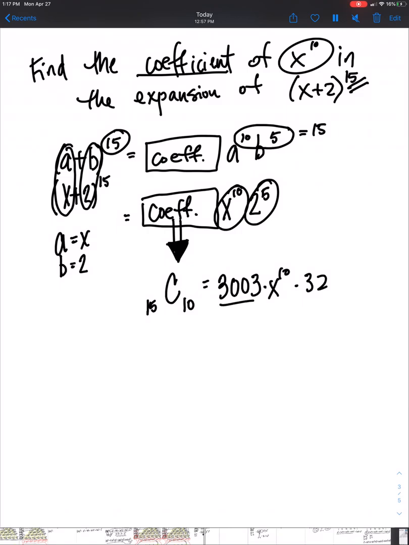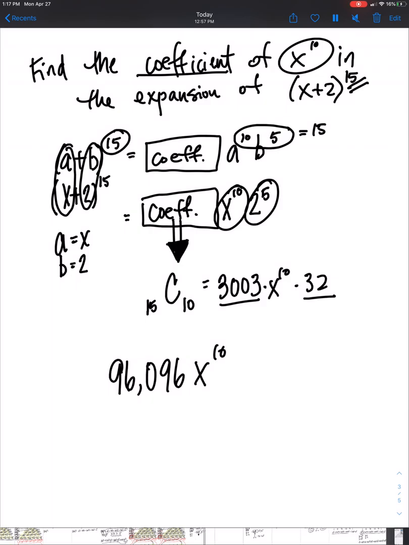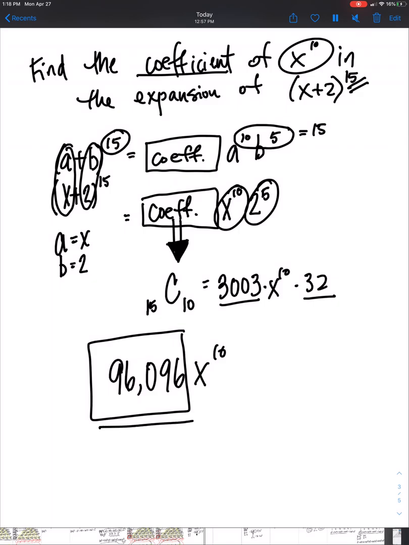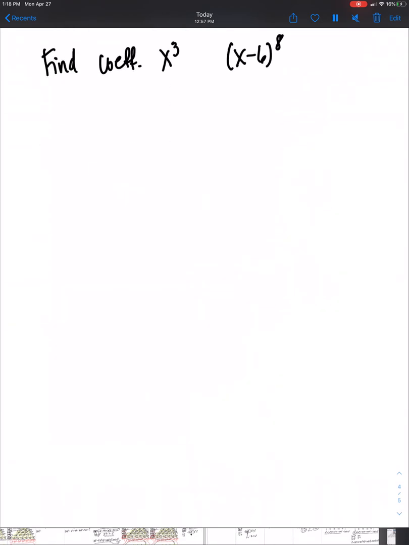Okay, then times x to the 10th times 32. And then I'm going to do 3003 times 32. My calculator, and it is 96,096 x to the 10th. So my coefficient here is 96,096. So be sure when it asks for your coefficient that you're not putting in the x also, because it probably will count it wrong. So coefficient is just the number. Okay? All right, I'm going to do another one.